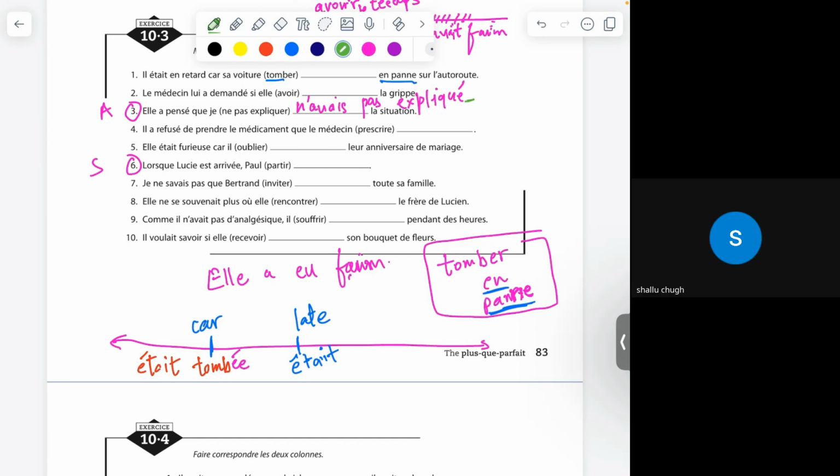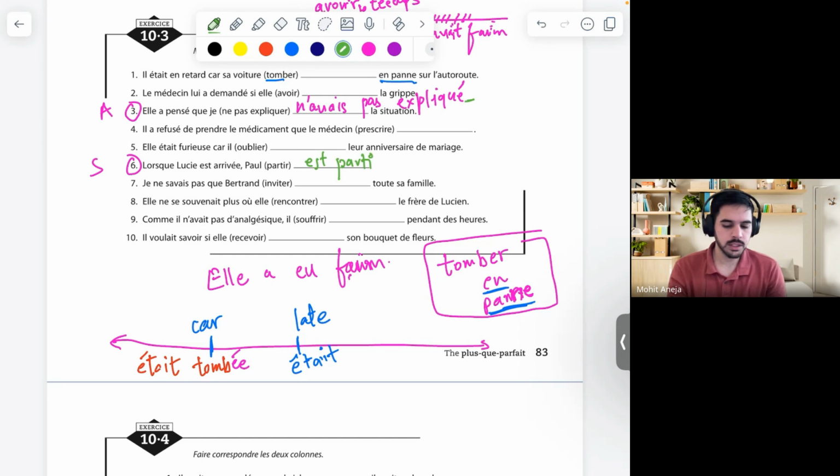Yes. It will be lorsque Lucy est arrivée, Paul est parti. Like EST, Paul A and party PARTI. Okay, that's one way of conjugating this. And what's the meaning of this sentence?